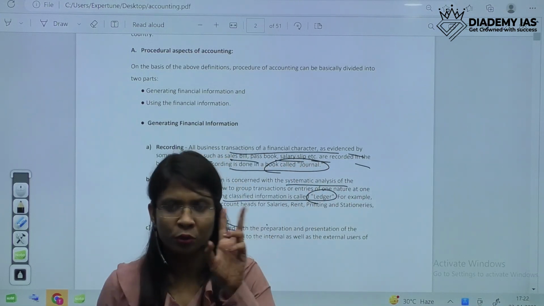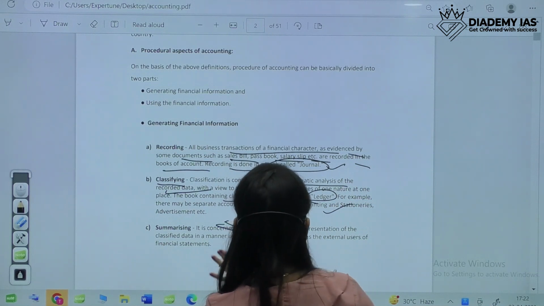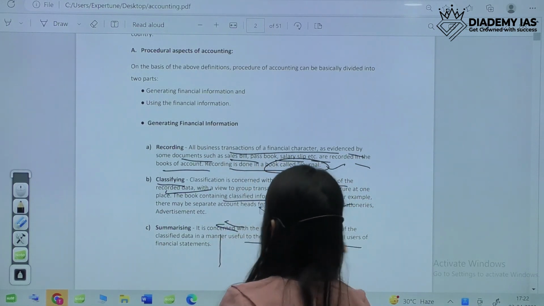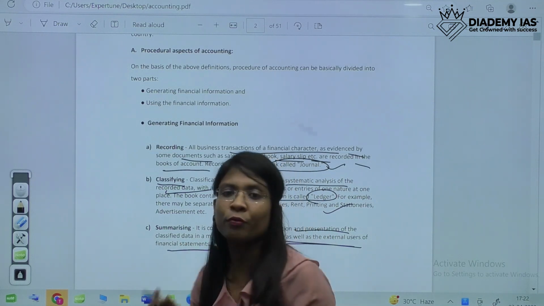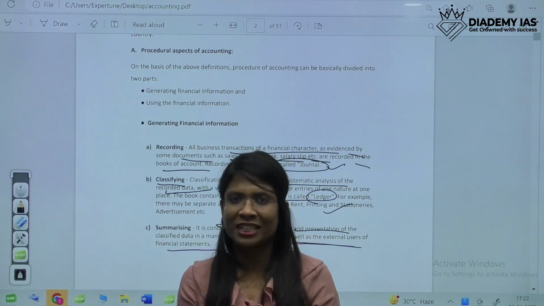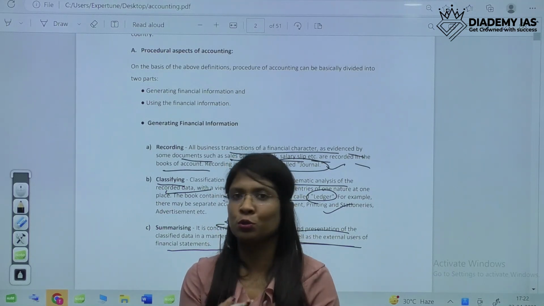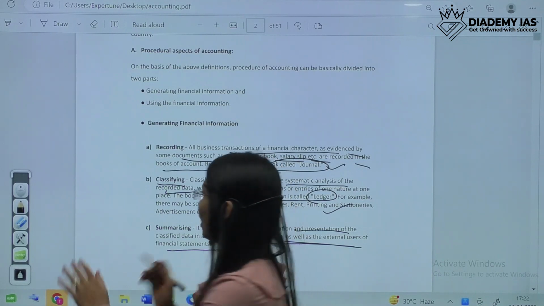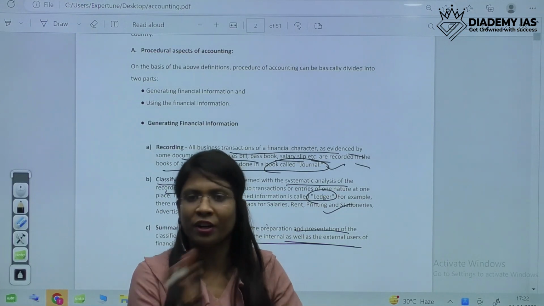So we have to go through these 2-3 words only: journal, ledger, and summarizing the data so that it could be presented to the internal as well as external users. For summarizing, we'll make the trial balance, and then we'll make the financial statements, balance sheet, and profit and loss, so that the data could be of use to the internal as well as external users. So that would be summarizing. These are the basic 3 steps which I have already discussed.